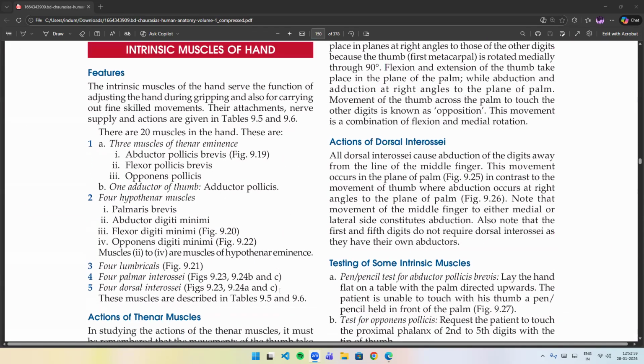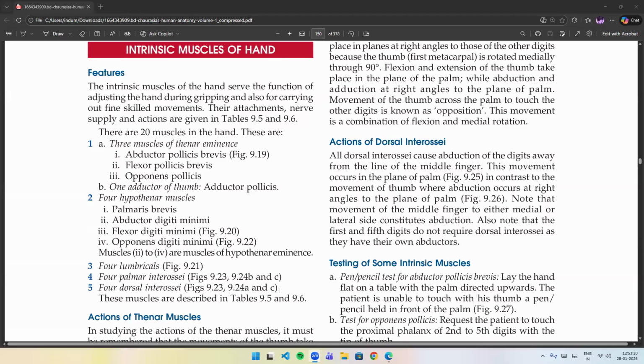Intrinsic muscles of hand. Features. The intrinsic muscles of the hand serve the function of adjusting the hand during gripping and also for carrying out fine skilled movements. Their attachments, nerve supply, and actions are given in tables 9.5 and 9.6. There are 20 muscles in the hand.